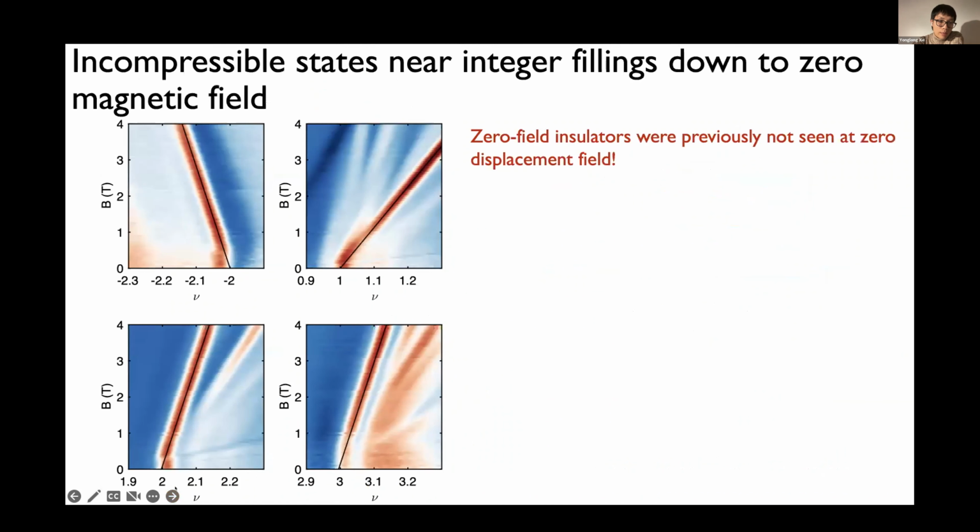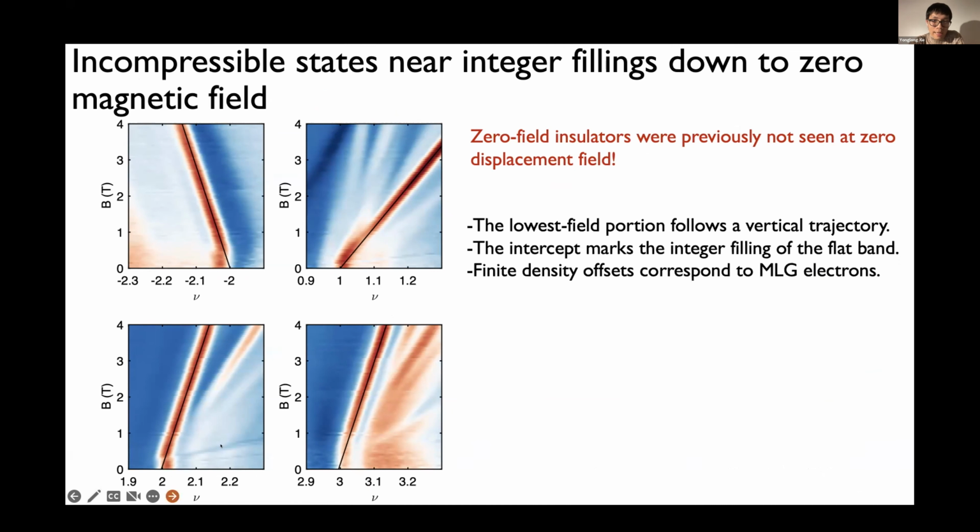I just want to talk about this incompressible state near zero magnetic field. That seems quite weird because previous transport experiments do not see them at zero displacement field. And it also exhibits these weird glitches. If you try to follow the linear trajectory, there's an offset, and that marks the magnetic field at which you start to send out the Landau level from the Dirac cone.